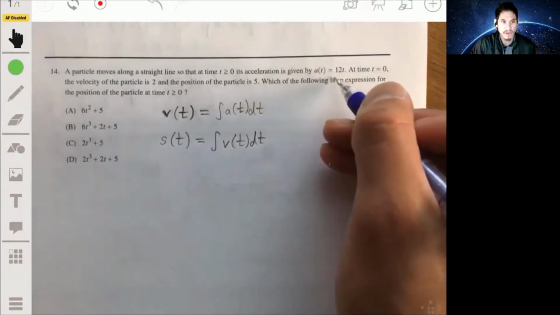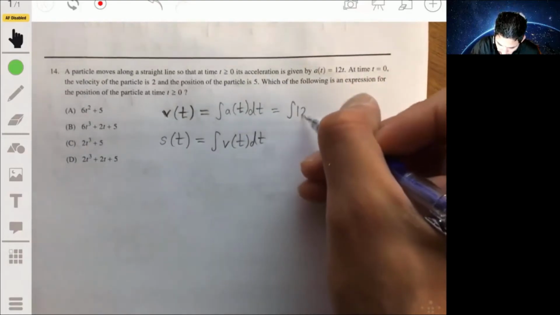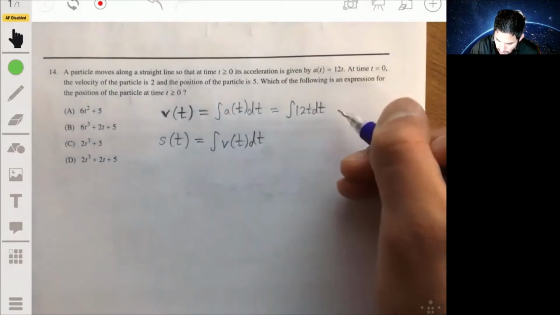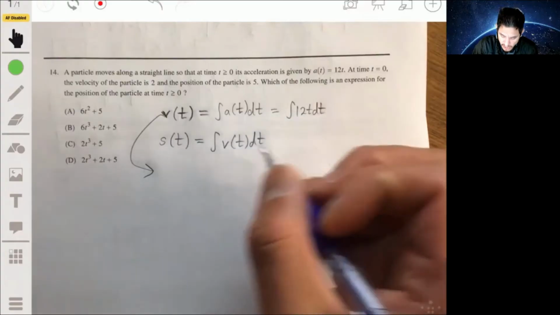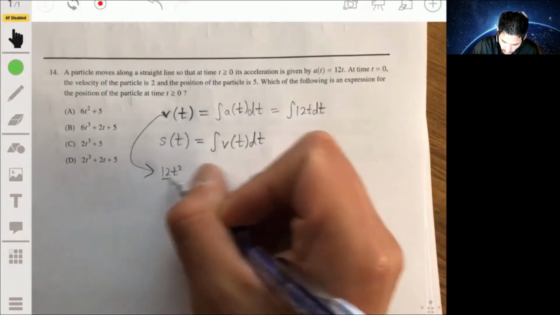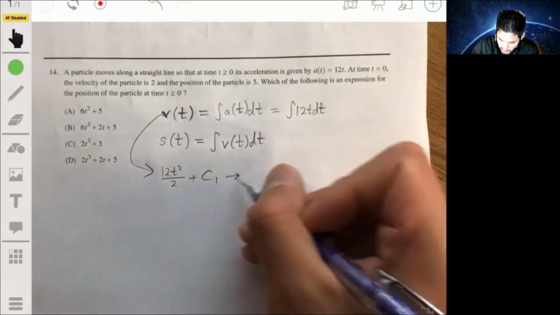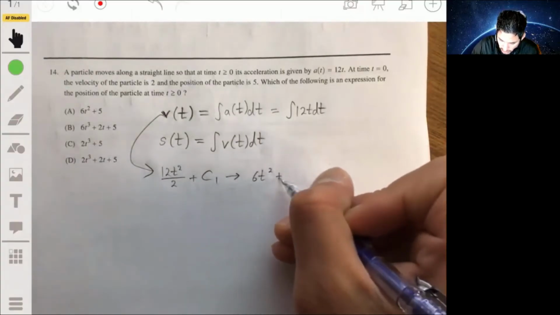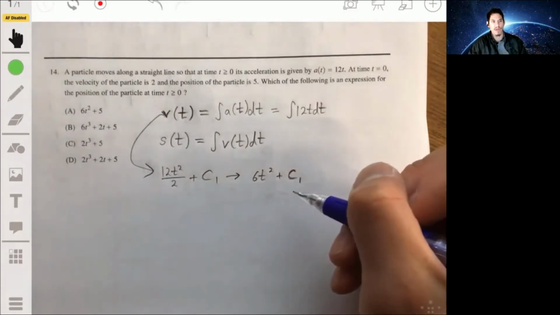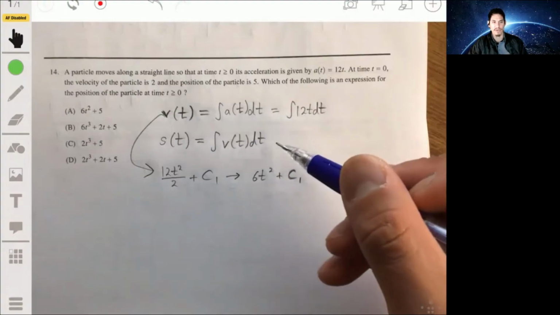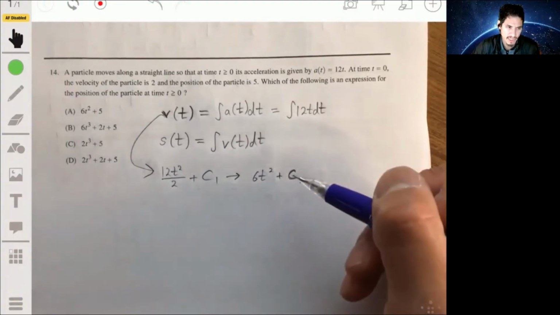So let's go from what we're given. Let's call it a of t equals 12t. So this is the same as the integral of 12t dt. From here, let's find the antiderivative of 12t dt. That'll be just 12t squared over 2 plus c1. So this is the same as 6t squared plus c1. I'm just calling it c1 because we're going to have another constant when we integrate v of t. So that's just to distinguish it.